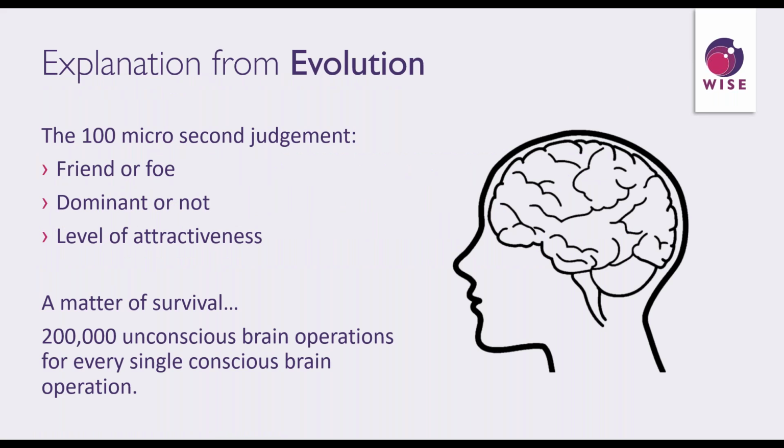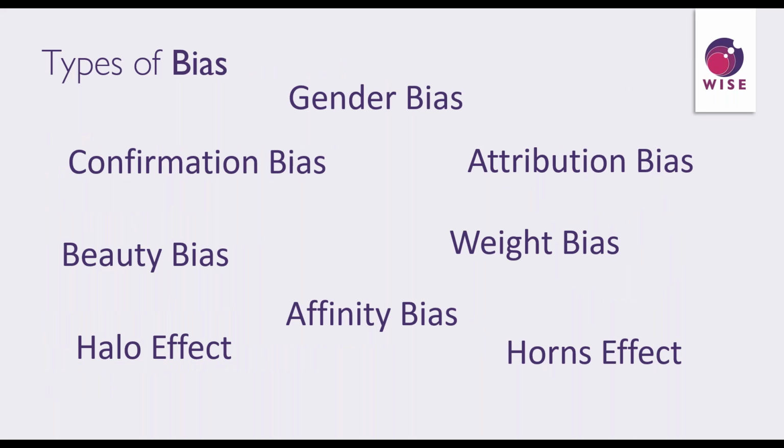We automatically make a 100 microsecond judgment of everyone we see. And neuroscience says that our cave person brain makes about 200,000 operations for every single thought made by our modern brain. This means it's very easy to default to a decision based on first impressions, which can be biased. And this leads to poor decisions rather than well-considered decisions. So when we discuss bias, there's so many different types, and I've listed a few here.